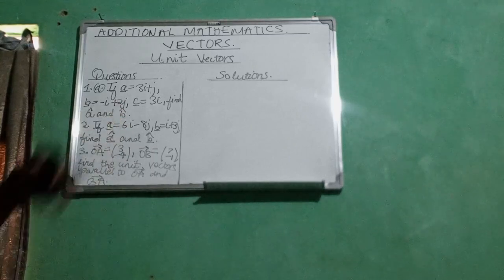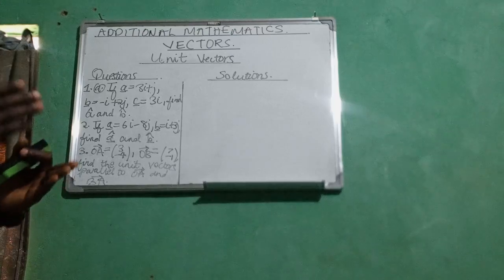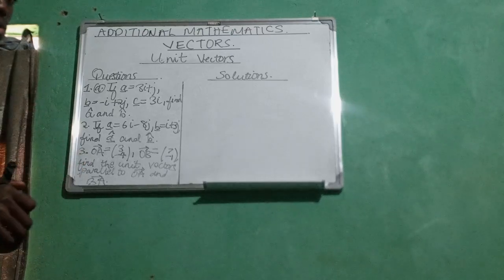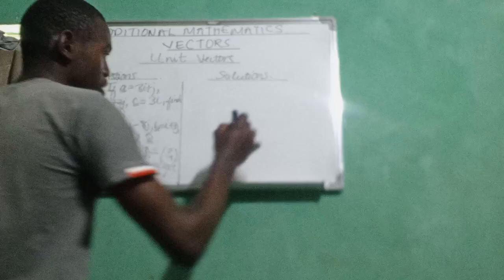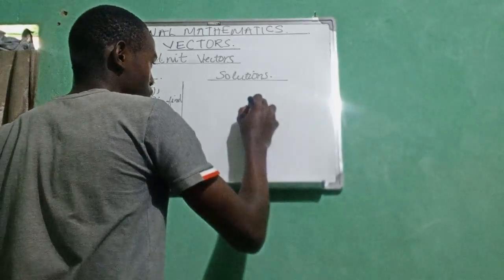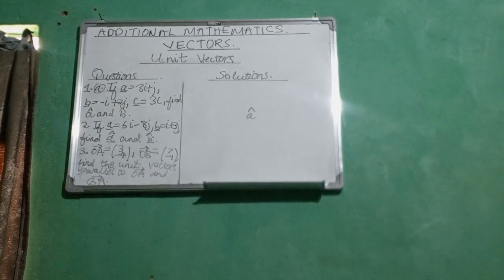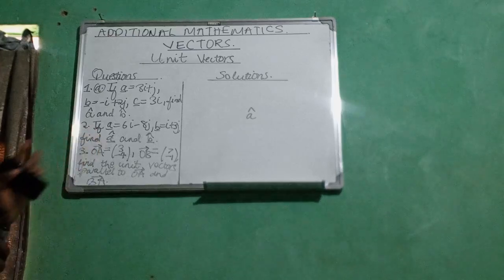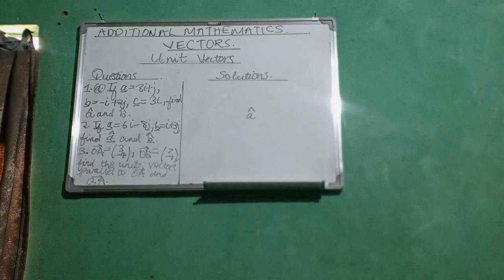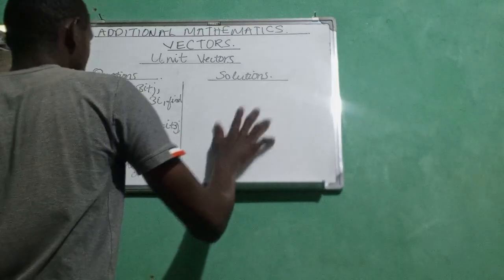A hat, B hat, that's how we represent a unit vector. So when I ask you to find the unit vector, it is always a vector with a hat symbol on top. That's how we represent the unit vectors. Then there is question 2, then there is question 3. So let us start with question 1.